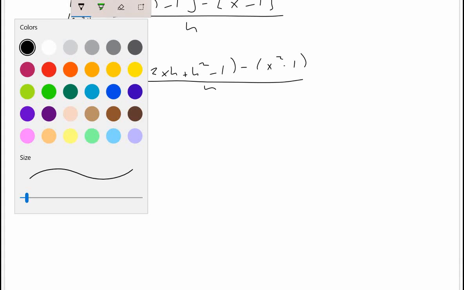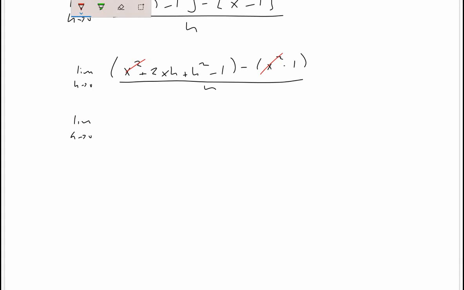So the x squareds are going to be nice. That's 0. The 1s are going to cancel out because you get negative 1 minus a negative 1. And that just leaves us with 2xh plus h squared all over h. And again, we can reduce that. And that's going to be 2x plus h, which is just going to boil down to 2x. So the derivative of the function, f prime of x, is equal to 2x.